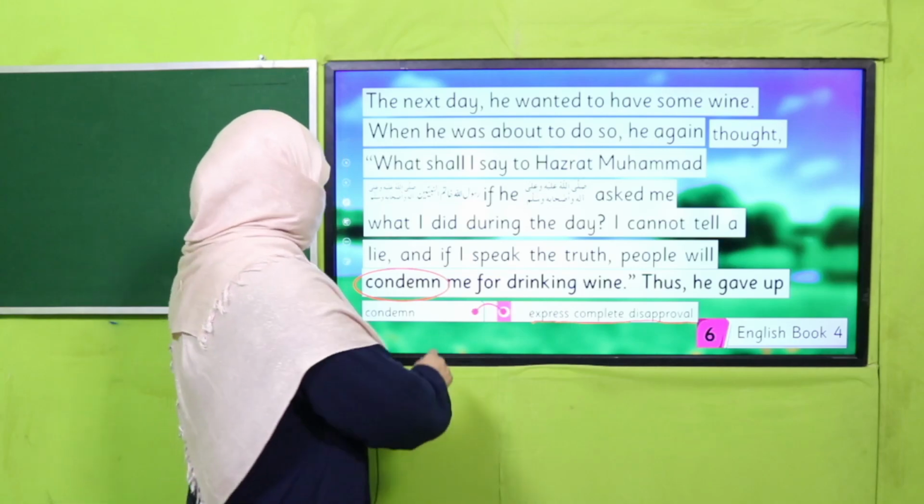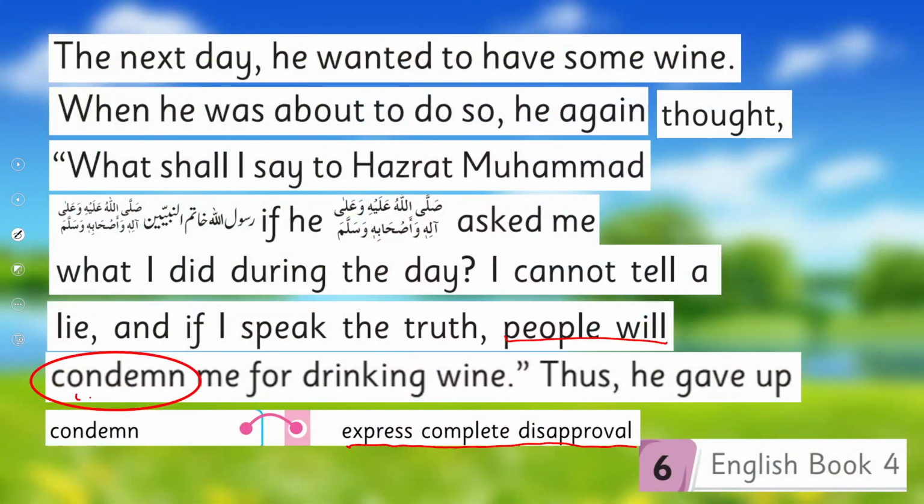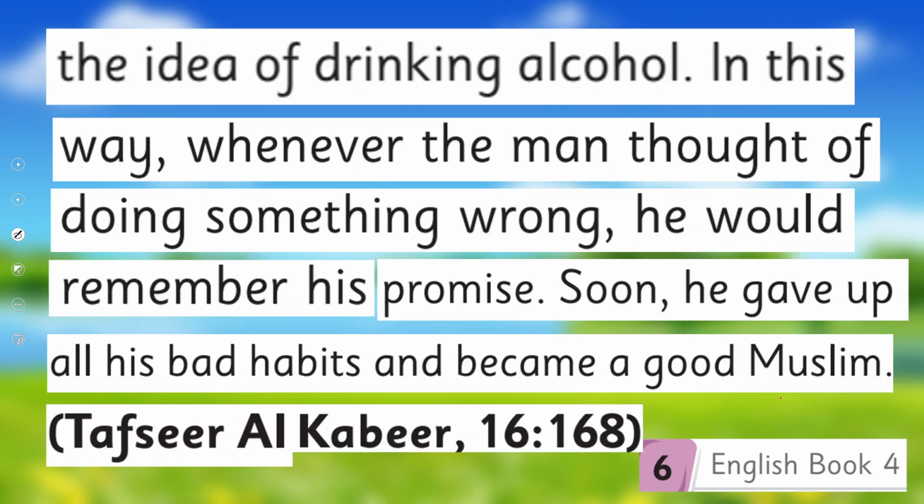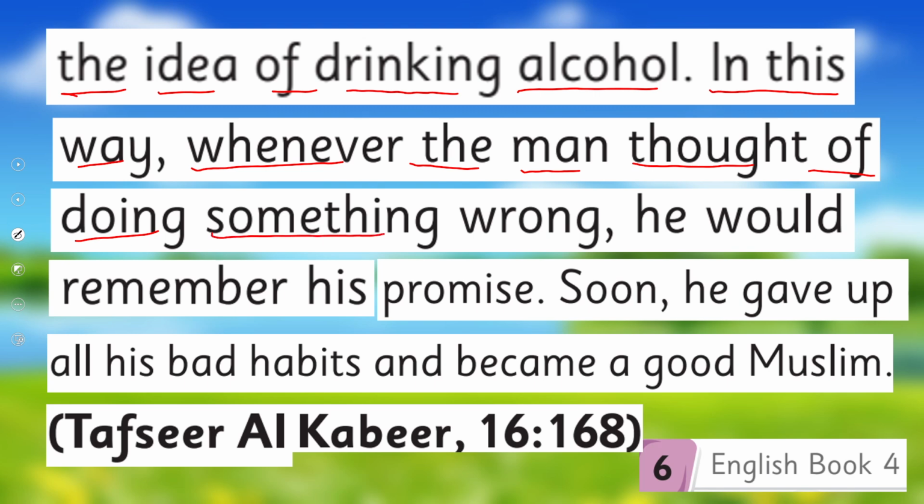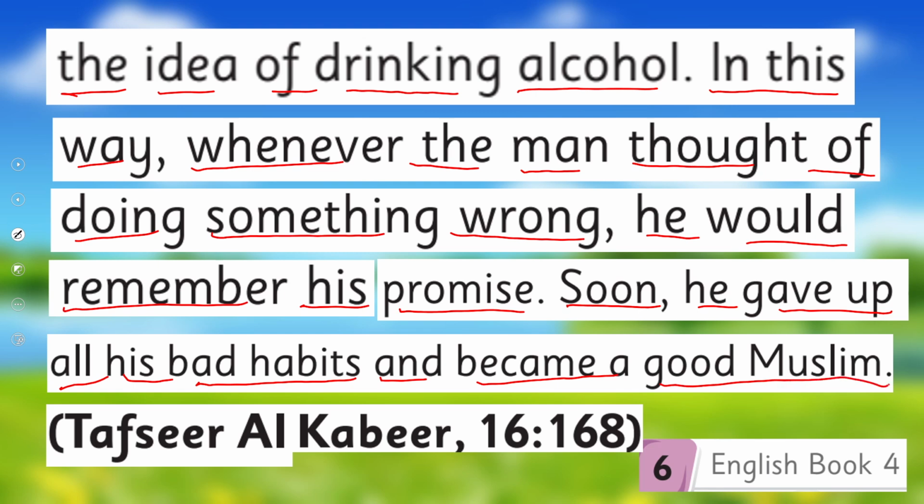All right. So he said people will condemn, means disapprove, me for drinking wine. Thus, he gave up the idea of drinking alcohol. In this way, whenever the man thought of doing something wrong, he would remember his promise. Soon, he gave up all his bad habits and became a good Muslim. This incident has been mentioned in Tafsir Al-Kabir 16:168.